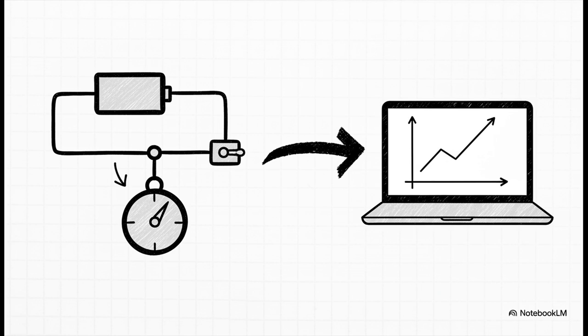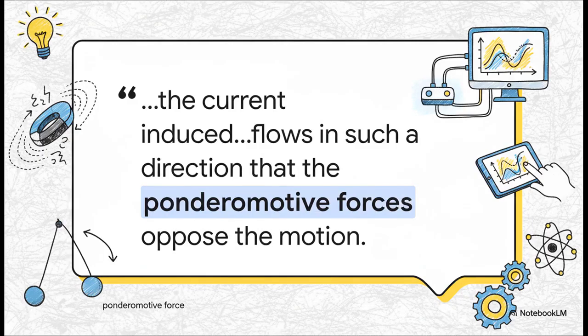That's just astonishing. Or how about Heinrich Lenz? Back in 1831, he's the one who figured out that when you move a conductor through a magnetic field, it creates a new current, and that current makes its own magnetic force that actually opposes the original motion. This is the whole idea behind magnetic braking.